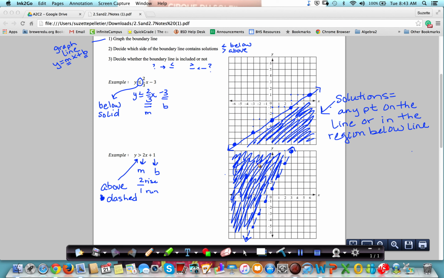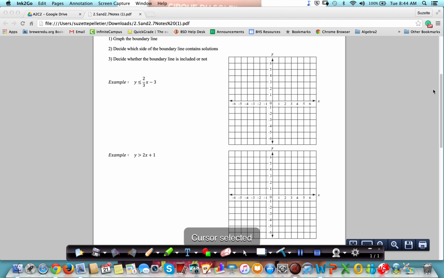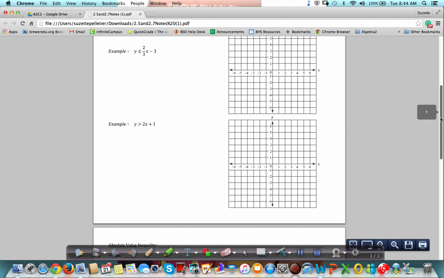Right? Let's move on to the next page. I'm going to clear the page and then scroll. Okay, so let's move on to the next page.